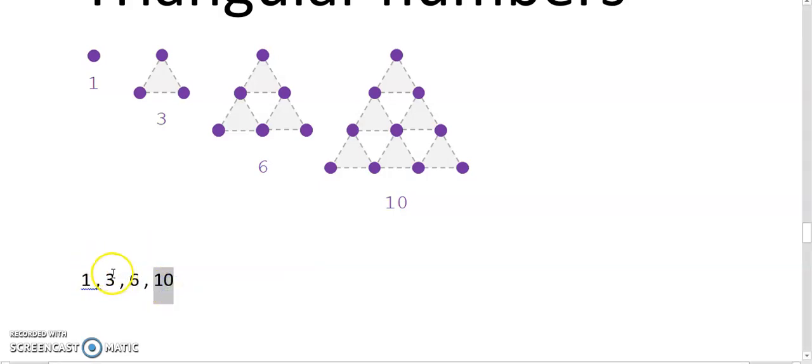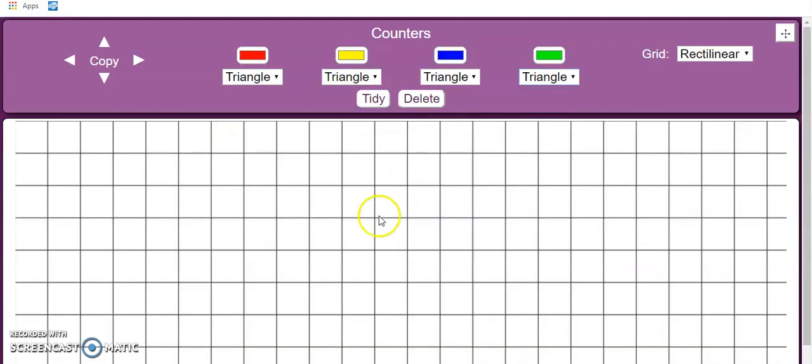So we add 2, add 3, add 4, so what's next? Add 5 to get 15, and then add 6 to get 21. Then add 7 to get 28. So those are the numbers. Let's see if we can build them with triangles.